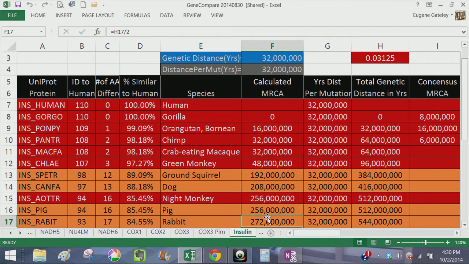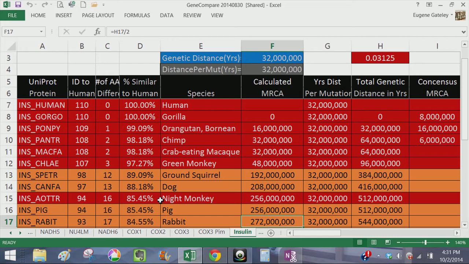Pig and night monkey, both with 16 differences, both weighing in at 85.45% similarity to human, and hence the equidistance problem again. Why would a night monkey be equidistant to human with pig? Or in other words, why would human be equidistant to both night monkey and pig when night monkey is the primate? Did I say that right? I think you can follow me.